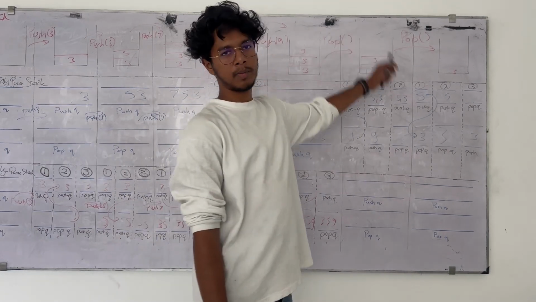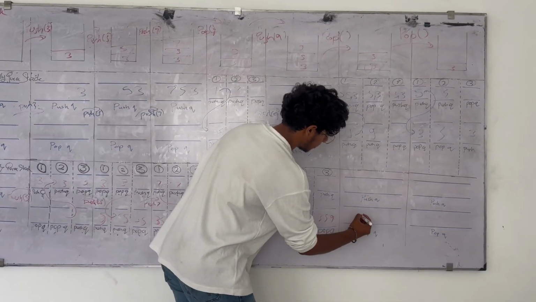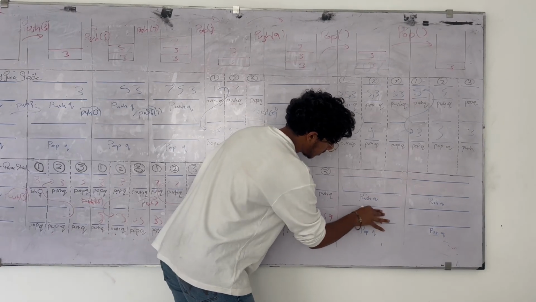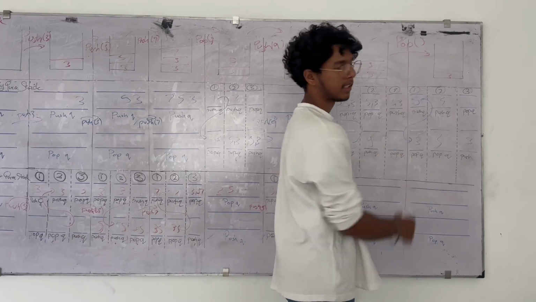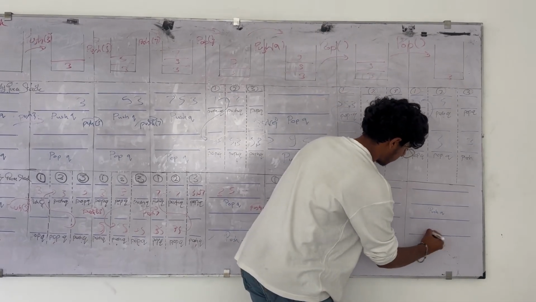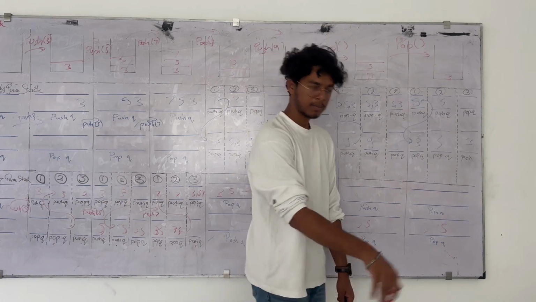Then we have an operation to pop an element. We can simply just do that. 3, 5, 9. We simply pop this item since this is the side of the output. Then we have another pop function. 3, 5. We can simply pop that also.